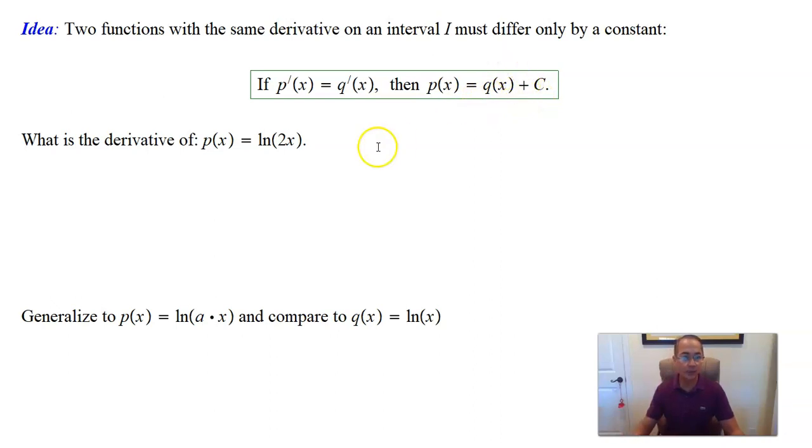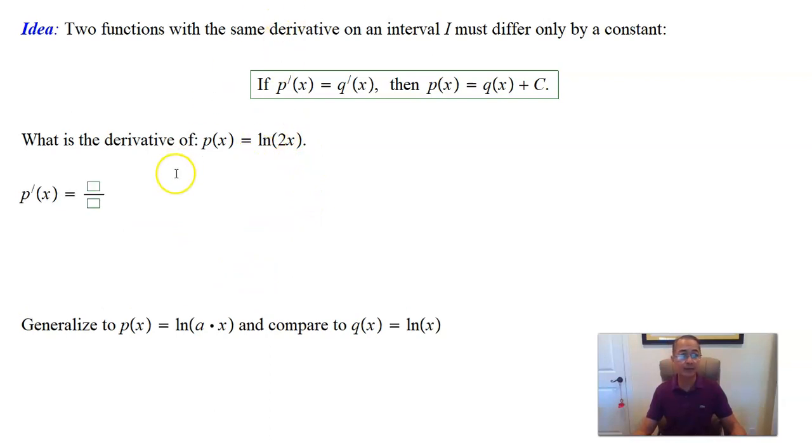Okay, so let's warm up. If our p of x is ln of 2x, what is the derivative? We want p prime of x. We said that the derivative of ln of x is 1 over x. But instead of x, we have 2x, so we have to put 2x in our denominator. But don't forget the chain rule. We need the derivative of 2x, which is 2. We have to multiply our first answer by 2.